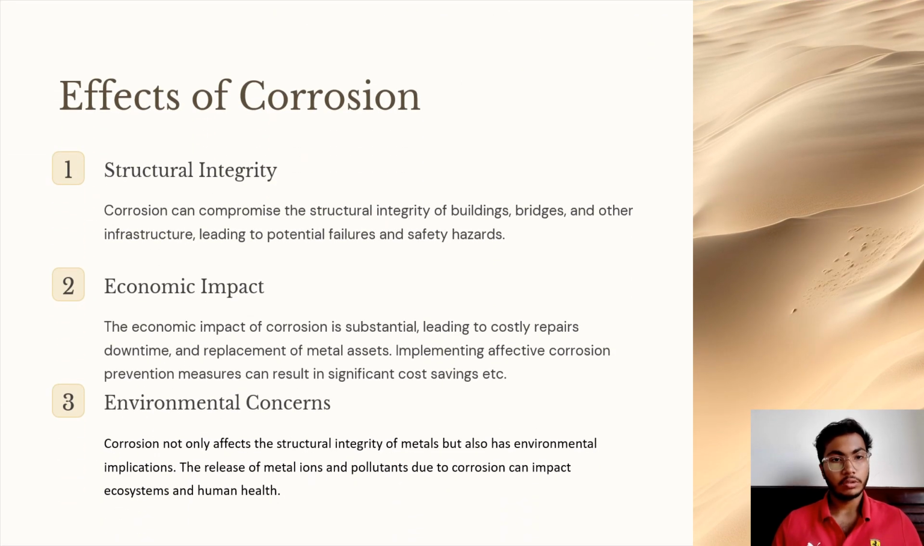Effects of corrosion. Structural integrity. Corrosion can compromise the structural integrity of buildings, bridges, and other infrastructure, leading to potential failures and safety hazards. Economic impact. The economic impact of corrosion is substantial, leading to costly repairs, downtime, and replacement of metal assets. Implementing effective corrosion prevention measures can result in significant cost savings. Environmental concerns. Corrosion not only affects the structural integrity of metals but also has environmental implications. The release of metal ions and pollutants due to corrosion can impact ecosystems and human health.